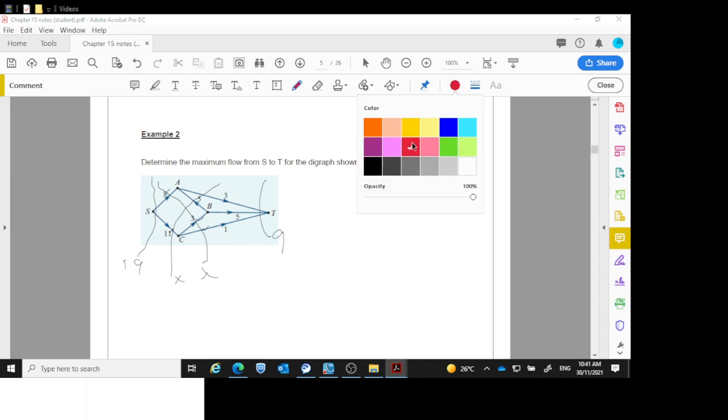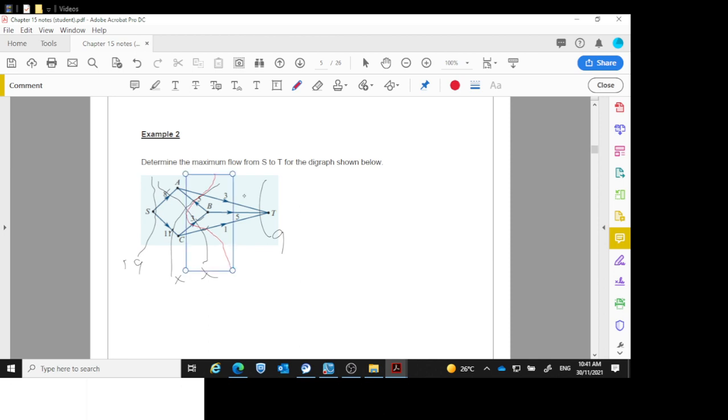So let me just change colour. What about if I go like this? 3, 5, 3 and 1. I won't need the 5, I'll need the 3. I'll need that 3 and that 1. So I've got 3 plus 3 plus 1. I've got 7. So 7 is it.